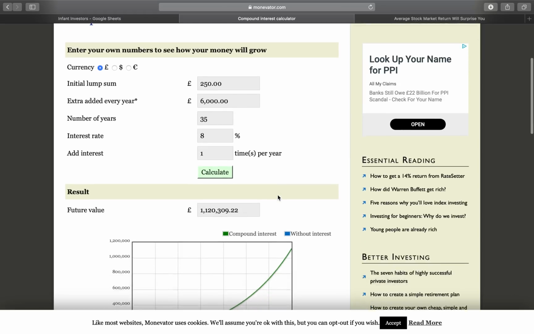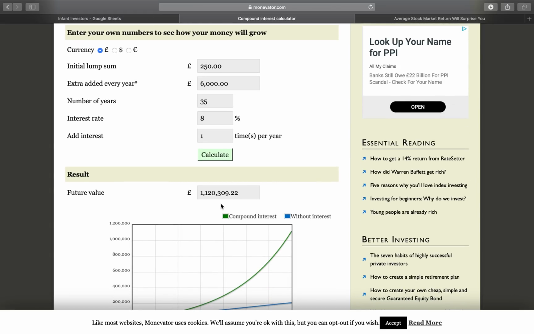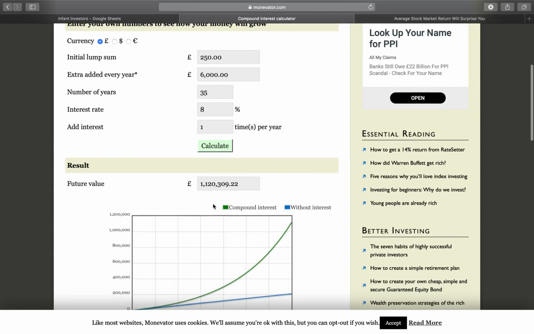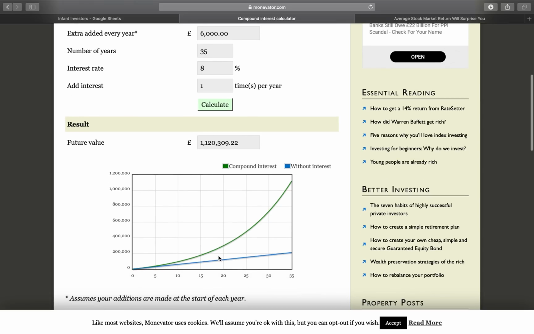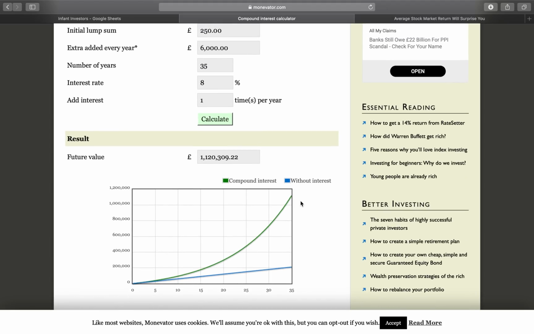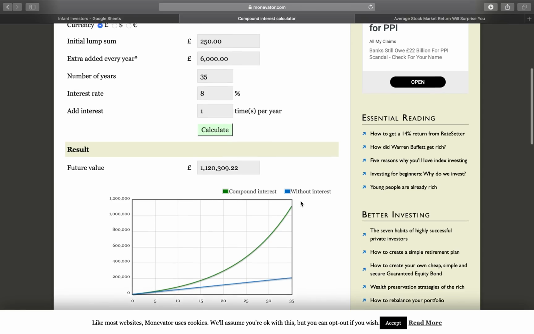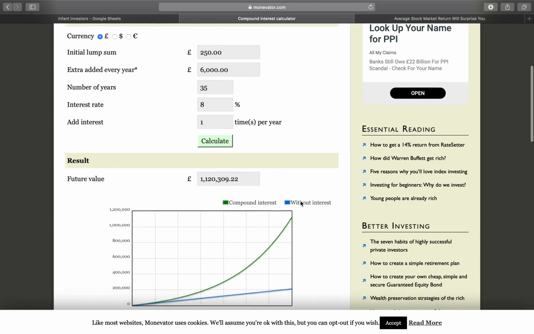If I calculate that, that is a 1.12 million value. And this is where it really gets interesting. It shows that I would have actually saved 200k of my own money, but based off the compounding rate of interest, this green curve here, that £200,000 is effectively 5x'd and turned into £1.2 million. So that for me really demonstrates the power of compounding interest.